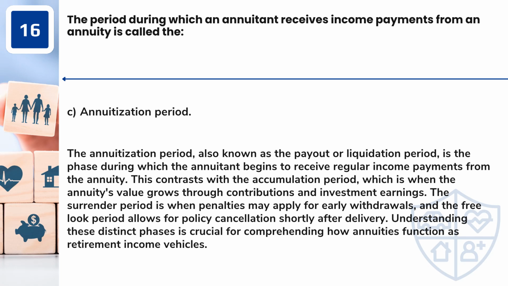The surrender period is when penalties may apply for early withdrawals, and the free look period allows for policy cancellation shortly after delivery. Understanding these distinct phases is crucial for comprehending how annuities function as retirement income vehicles.